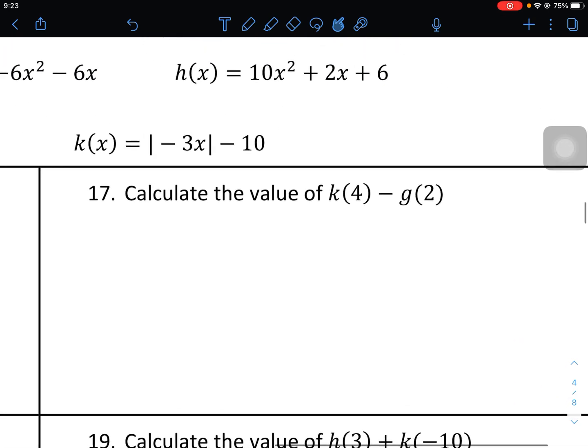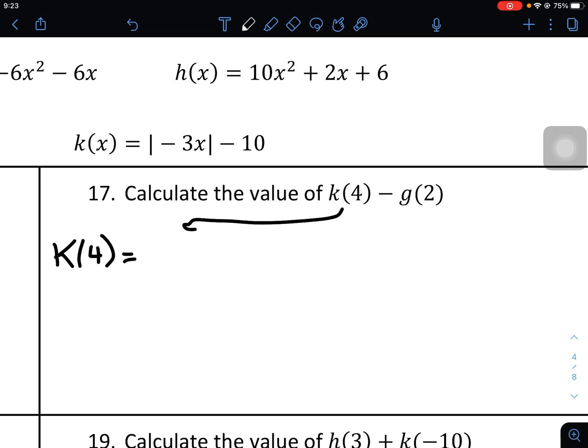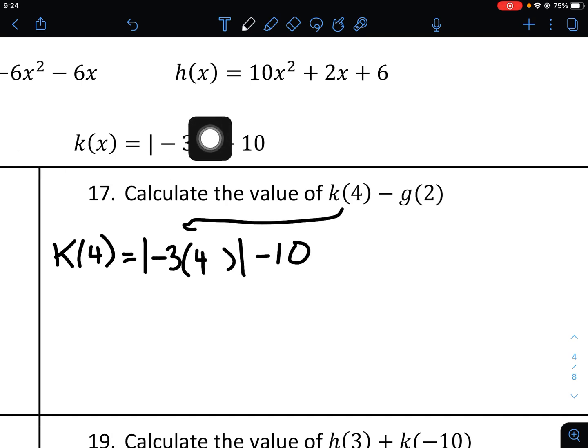We're trying to find the value of k of 4 minus g of 2. So first we're going to evaluate k of 4. What is k of 4 equal to? Well, I take a look at what my k function is, and I replace the x with a 4. Everything else stays the same: the absolute value, the -3, the -10. The difference is that I put a 4 in the parentheses. I substitute a 4 in place of the x.